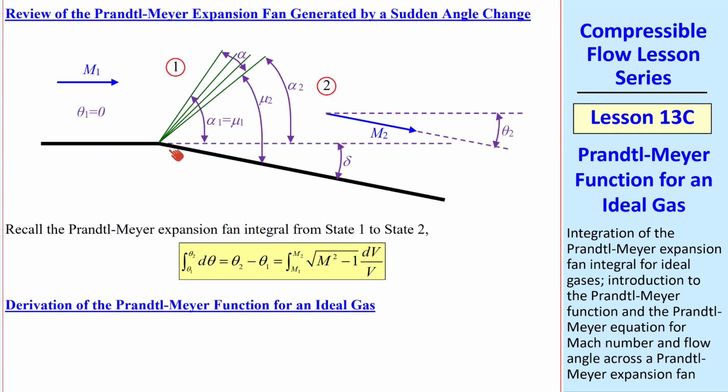Here's the problem we're talking about. A sudden change of angle along the wall, which generates a Prandtl-Meyer expansion fan. We have Mach angles mu1 and mu2, fan angle alpha, and we define the flow angle theta2 for Mach number 2 and theta1, which is 0 for Mach number 1. This is the equation we generated last time, which we numbered equation 8.